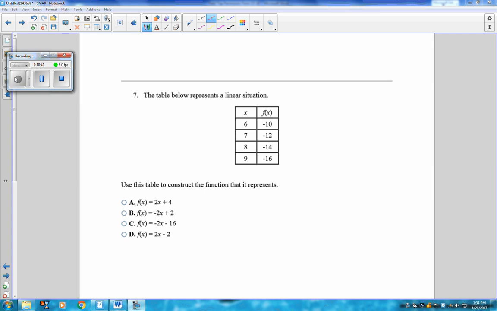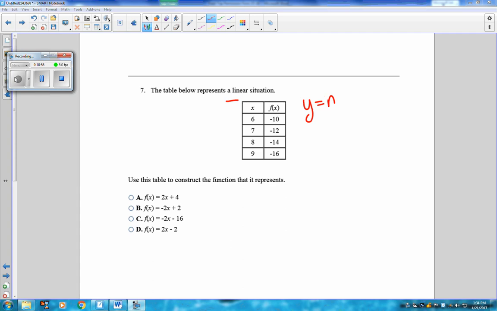Problem 7 says that the table below represents a linear situation. So you use this table to construct the function as it represents. Okay, linear representation. So that means I'm going to have y equals mx plus b. To find my m, I have to find my rate of change. So I'm going to do negative 12 minus negative 10. The negative 10 becomes a positive because it's a minus a negative. So negative 12 plus 10 is negative 2. So my slope is y equals negative 2x.